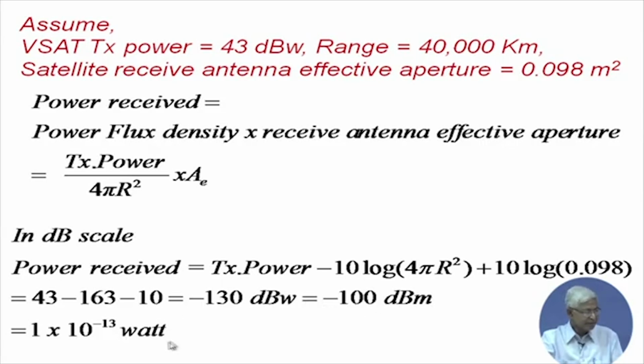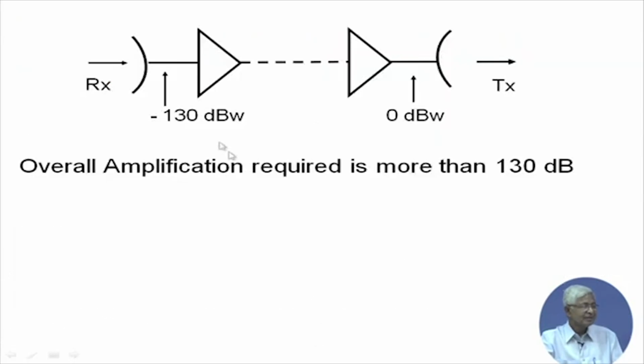In terms of watts, if you put this dBW as a ratio, then it comes to 1 into 10 to the power minus 13 watt. You just see, 10 to the power minus 13 watt is the level of signal, even when you are transmitting 43 dBW. You can find out in ratio what 43 dBW means, in how many watts it is. So, therefore, it is a very small signal that is received.